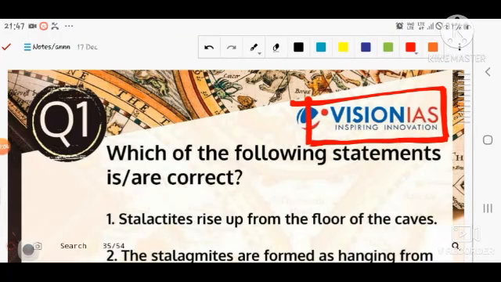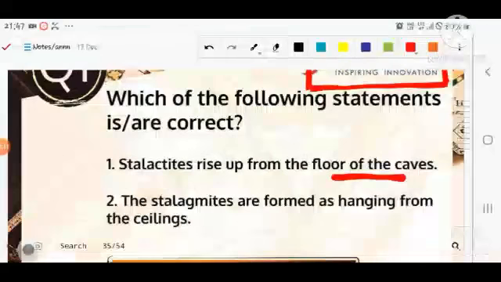Let us discuss the first question. The first question is regarding stalactites rising up from the floor of the cave. In the second option, it is given that stalagmites are found hanging from the ceiling. So you have to tell the correct option.